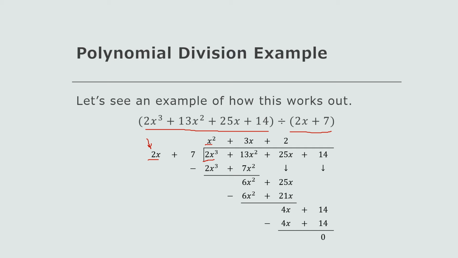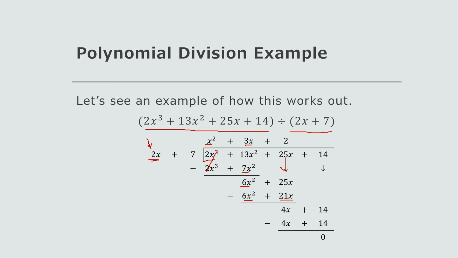Now the next step is to multiply by all terms of the divisor. So in this case, I would also multiply by the 7, which gives me 7x cubed. Excuse me, 7x squared. Now I subtract. This will obviously cancel. That's why I did that. Then 13x squared minus 7x squared gives me 6x squared. Now I repeat the process again. This time I ask, what do I need to multiply by 2x to give me 6x squared? Well, that would be 3x. So 3x times 2x gives me 6x squared. And then again, I have to multiply by all terms of the divisor. So I multiply 3x by 7, which gives me 21x.